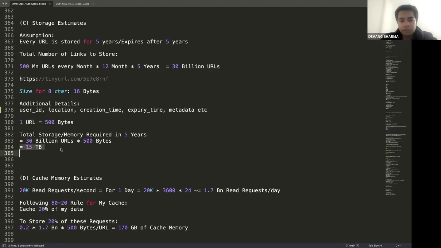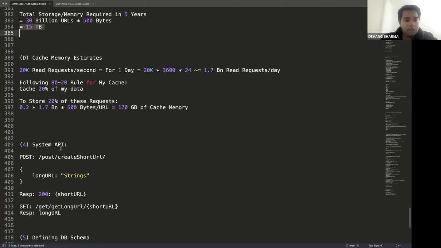15 terabytes for 5 years, let's say 3 terabytes per year. It's not extremely large memory. I can store that in a hard disk as well. Okay. Then we talked about cache memory estimates.